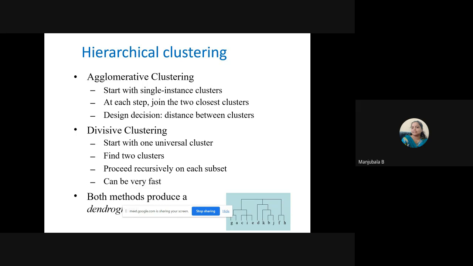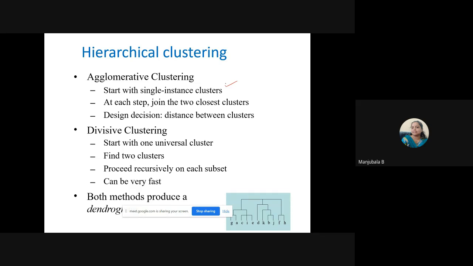So we use hierarchical clustering, where there is no requirement to initialize how many clusters we want. That k value is not required in hierarchical clustering. Under hierarchical clustering, there are two methods. One is agglomerative clustering. The second one is divisive clustering. Agglomerative clustering will start with single-instance clusters, which means every data point is considered as a cluster here.